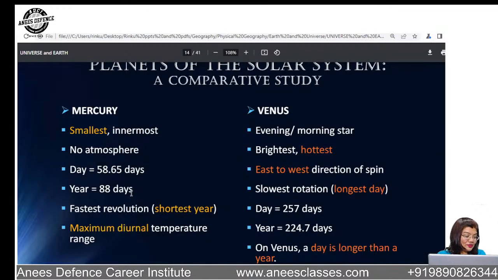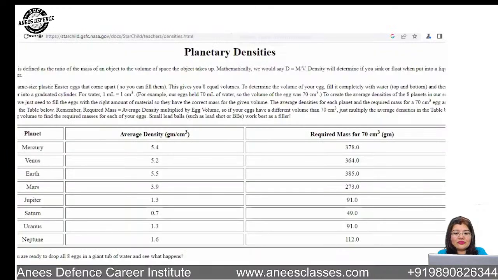If we have discussed the sizes of the various planets, then we go on to the density of the various planets. Let's try to see if we can compare the densities. Here are the densities of various planets. Begin with the densest of all planets, that is our very own Earth. Earth has a density of 5.5 gram per centimeter cube. So we say Earth has the highest density of them all.